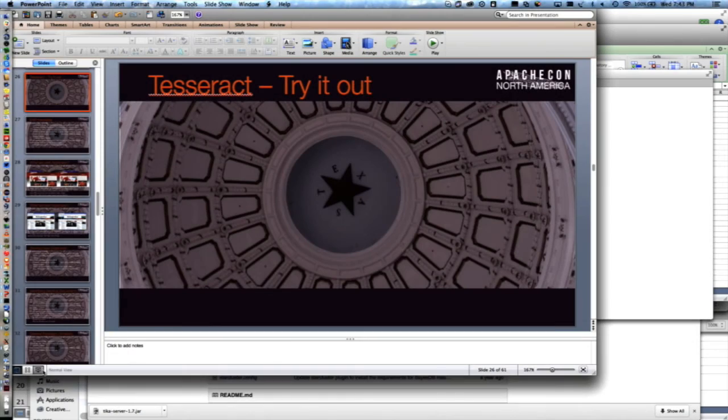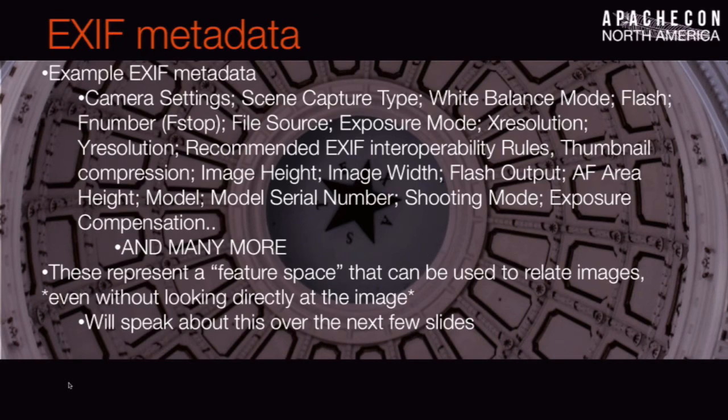Okay, so let me talk to you a little bit about the image metadata and why that's important. Here is an example of the type of metadata that you can get from images. You can get the camera settings, the scene capture type, the white balance mode, the f-stop. Any budding photographers out there that know what f-stop is? Yes, good, you know something about photography, you're shooting manual. My wife's a photographer. This is a lot of information: the exposure mode, the interoperability, thumbnail compression, image height and width, and things like this.